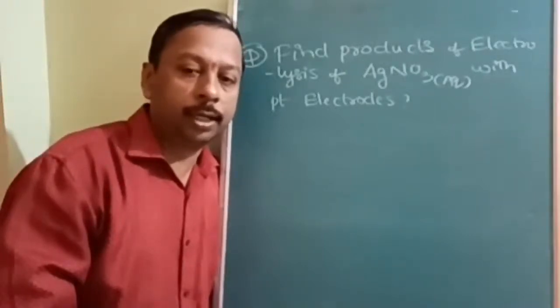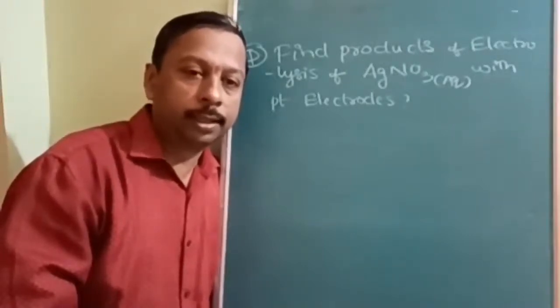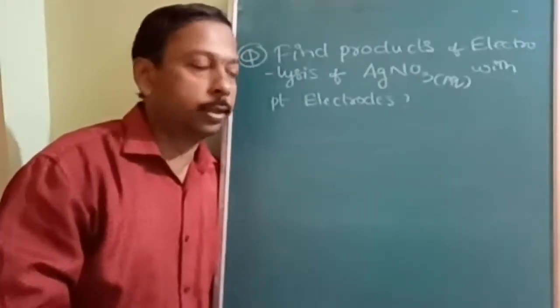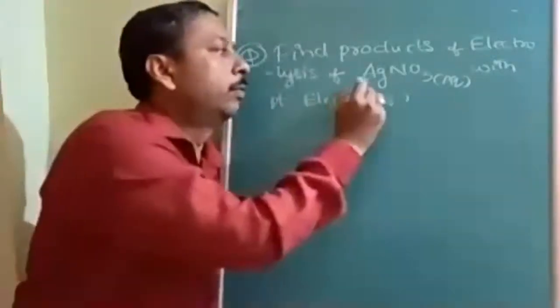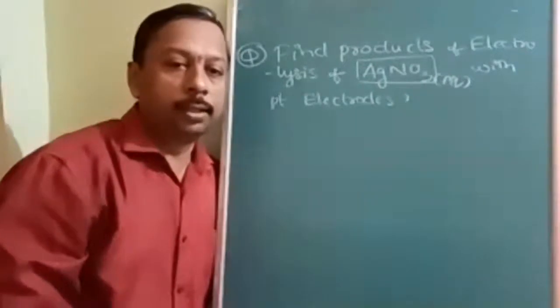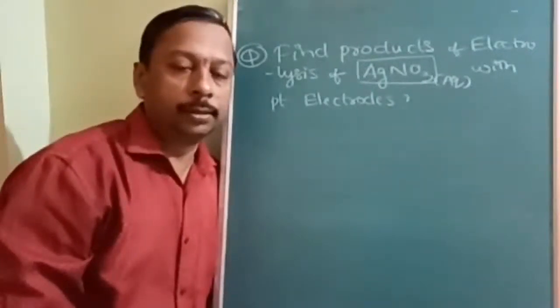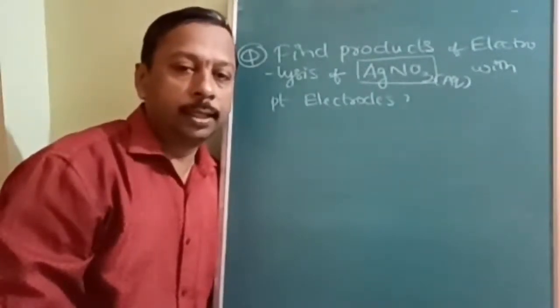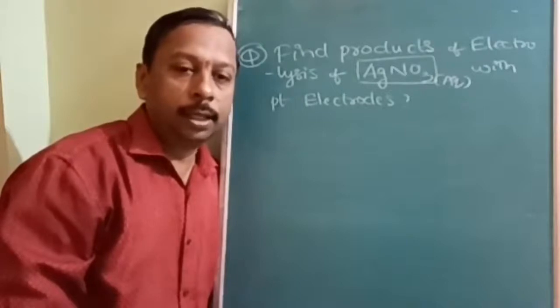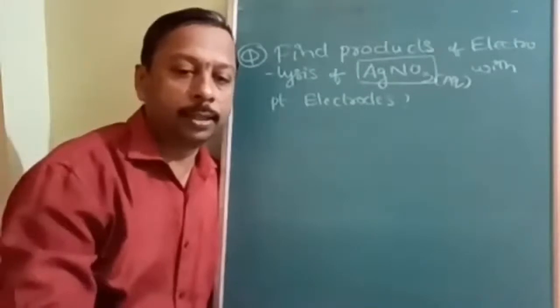So how to select that order? The cation series is given separately and the anion series is given separately. By using that, you can find out what element is collected, what element is liberated, and what substance is left over inside the electrolytic cell. What are the three substances that you have to identify?